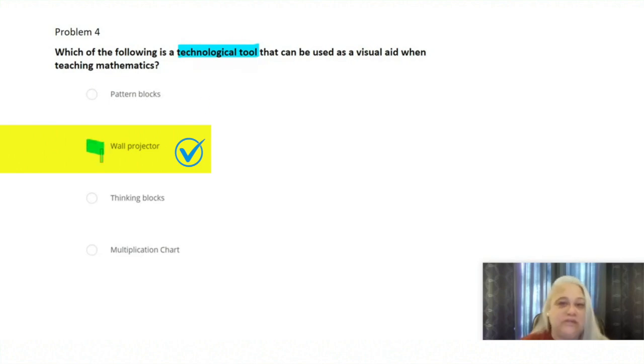And remember, too, that technological tools, they're there to enhance the student understanding during the teaching process. A wall projector is a technological tool that can be used to project animated math videos on the whiteboard for teachers to use during instruction. So wall projector is the best answer for this question.